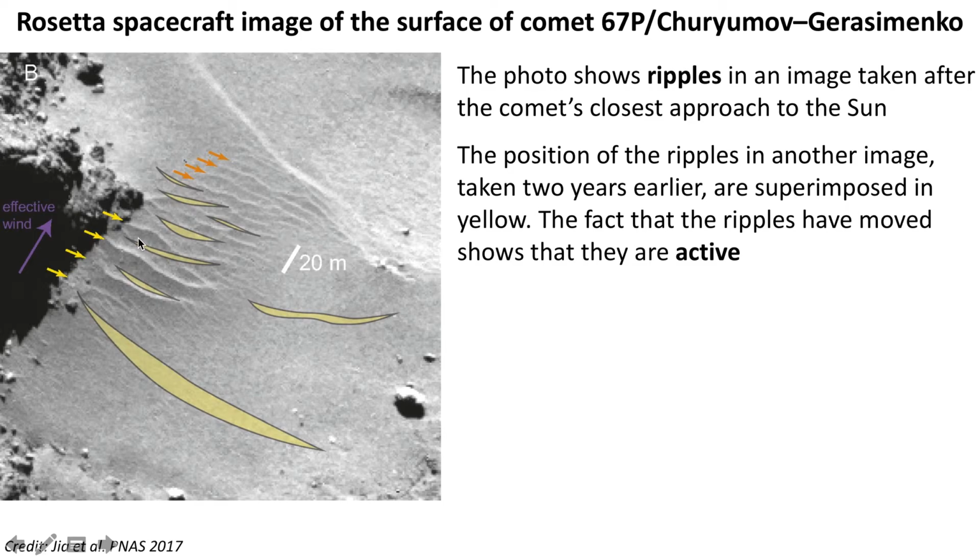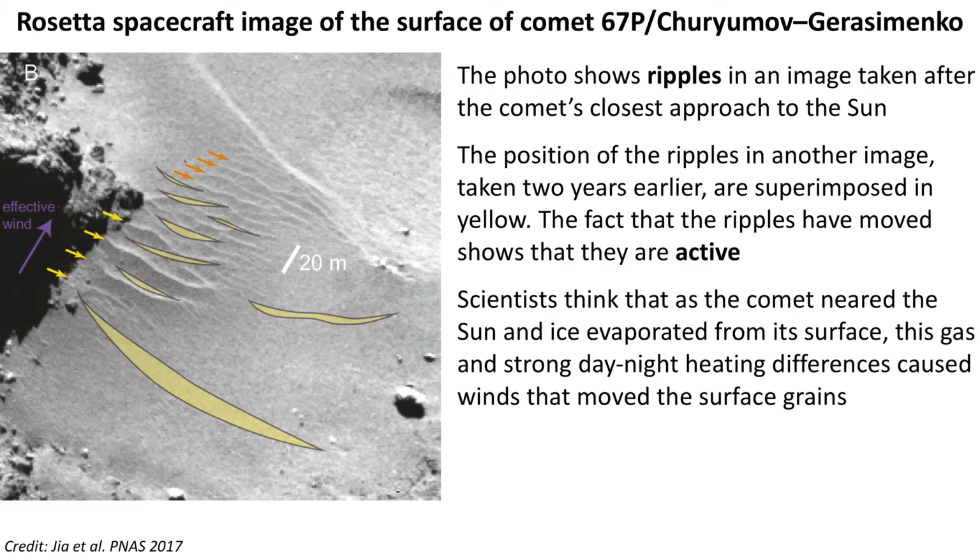And the fact that the ripple positions have moved between these two images, even though the rest of these rocks have stayed in the same place, indicates that these ripples are active, that some wind moved them over this period of time. So what scientists think happened is that as the comet neared the sun and ice evaporated from its surface, this gas and the strong day-night heating differences caused winds that moved the surface grains.